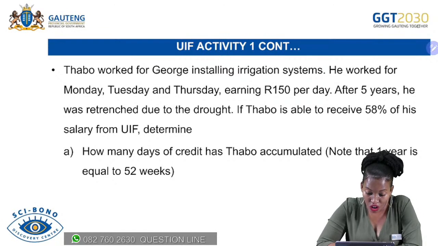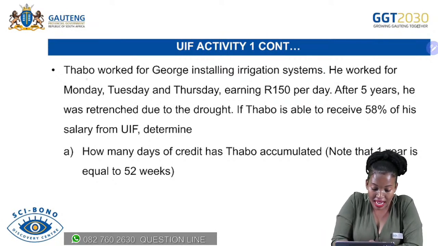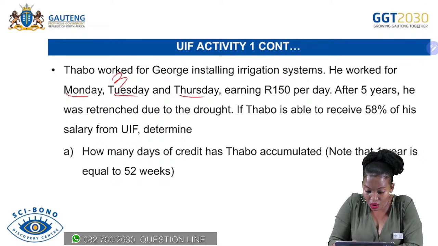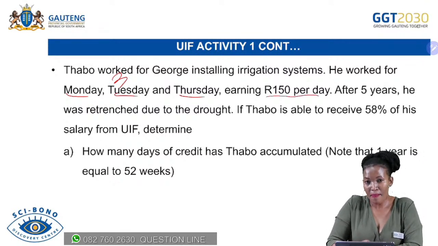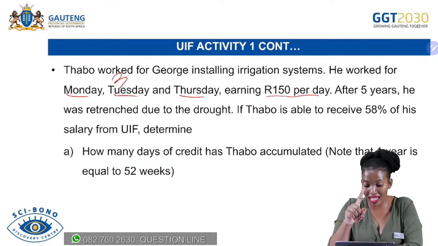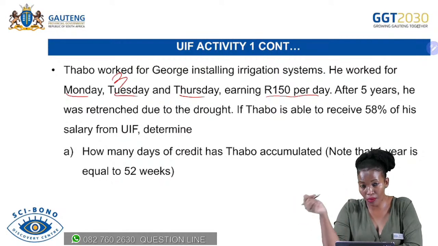Thabo worked for George installing irrigation systems. He worked on Monday, Tuesday, and Thursday. This is how many days, guys? It is 3 days. He was earning 150 per day. Remember, per day means for 1 day. So if it's 150 for 1 day, for 3 days, it means he was earning what? 150 times 3, which is 450.